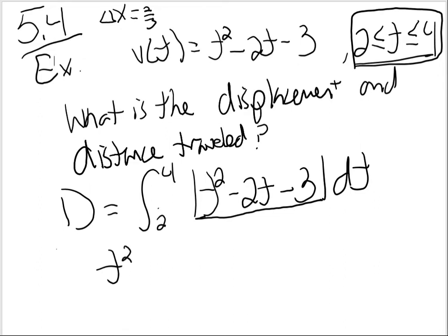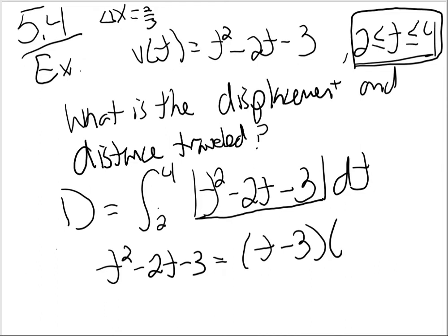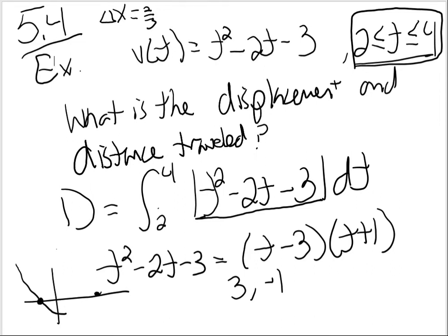Well, t squared minus 2t minus 3 factors into t minus 3, t plus 1. So it has zeros of 3 and negative 1. And you can do the first derivative test, but it's a parabola with a positive coefficient, meaning it will be an upwards parabola with a 0 here and a 0 over here. So it looks something like this.